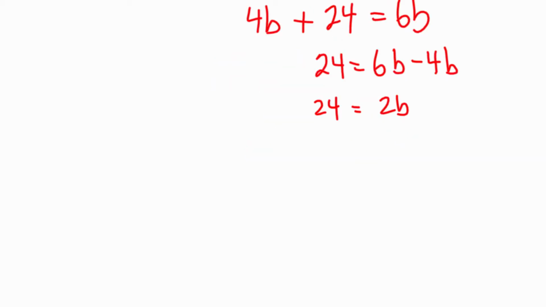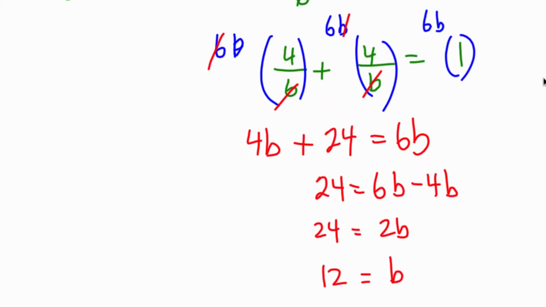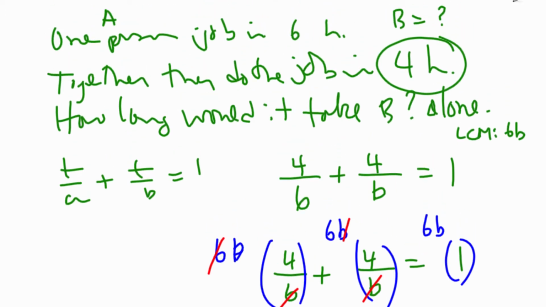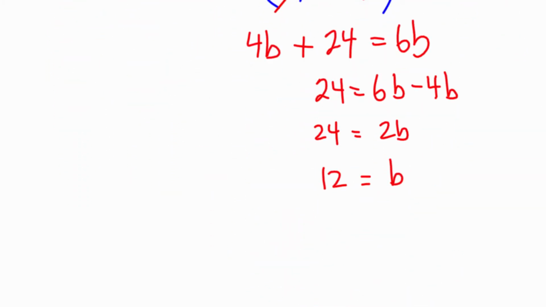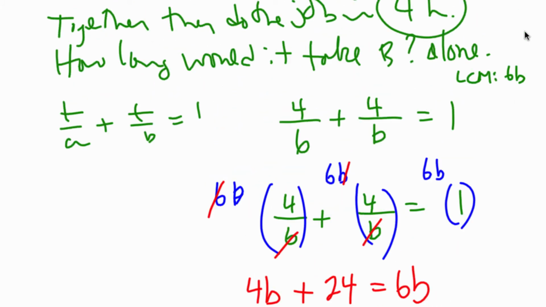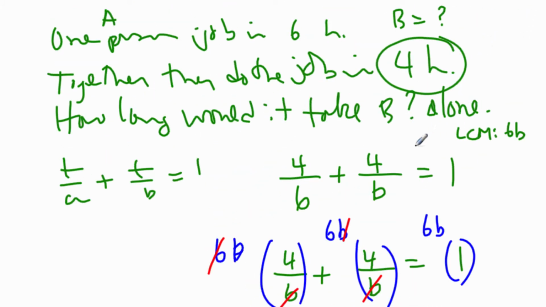And then divide both sides by 2, so I get B is equal to 12 hours. So one person takes 6 hours, together it takes them 4 hours. So the other person is actually a whole lot slower because to do the whole job by themselves, it would take them 12 hours. That's another good kind of question, emphasizing the same thing of solving a rational equation.